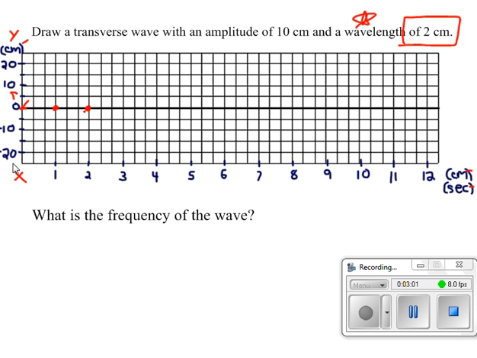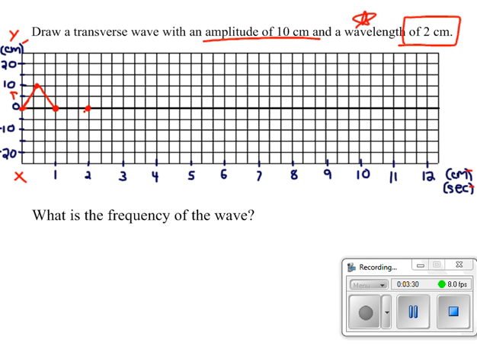And we want to first draw where our crest would be. If you look at the problem, it tells us the amplitude is 10 centimeters. So that's how high up the crest is going to go. So if I look at my y-axis, here's 10 centimeters, and I'm going to draw a dot halfway between the start and the midpoint. And then I'm going to connect my dots so far. I find if you connect your dots as you go, it's going to make it easier than seeing a bunch of dots on a graph at the end.